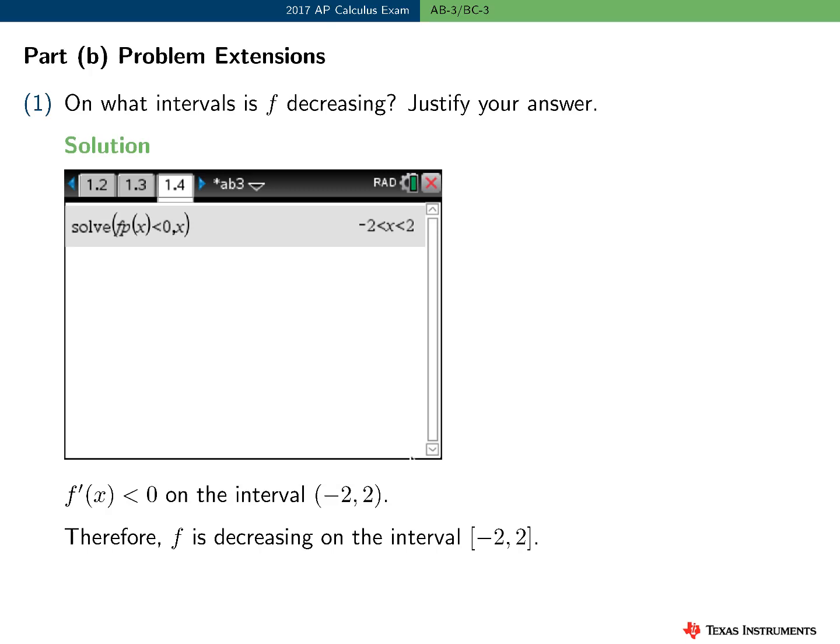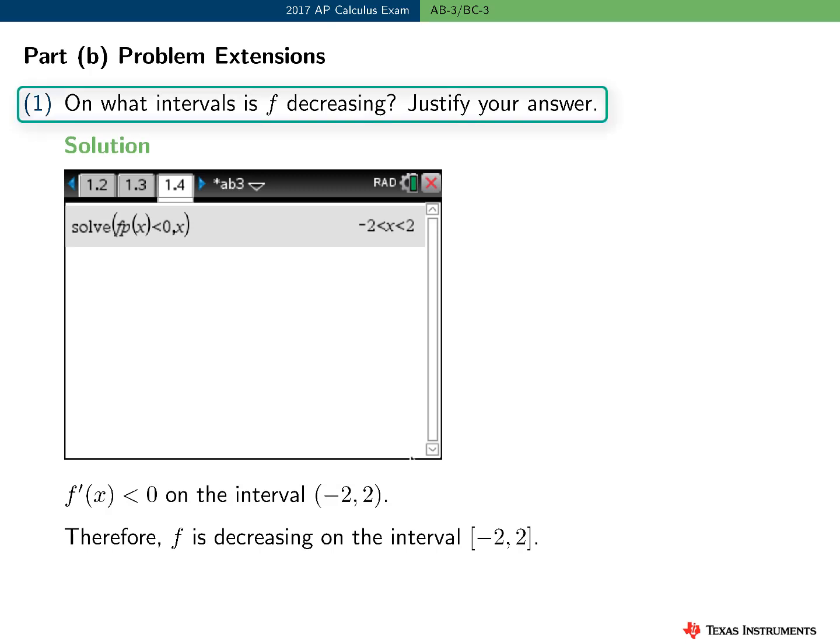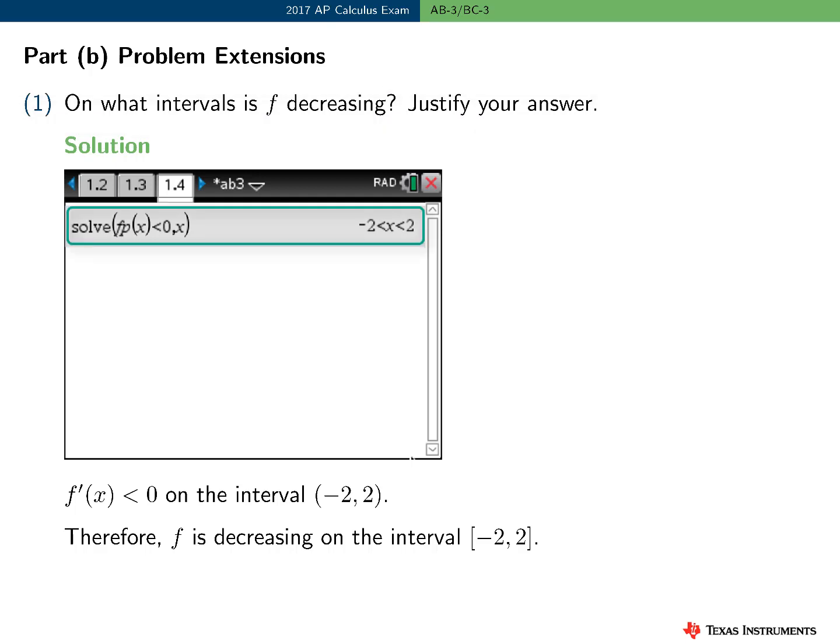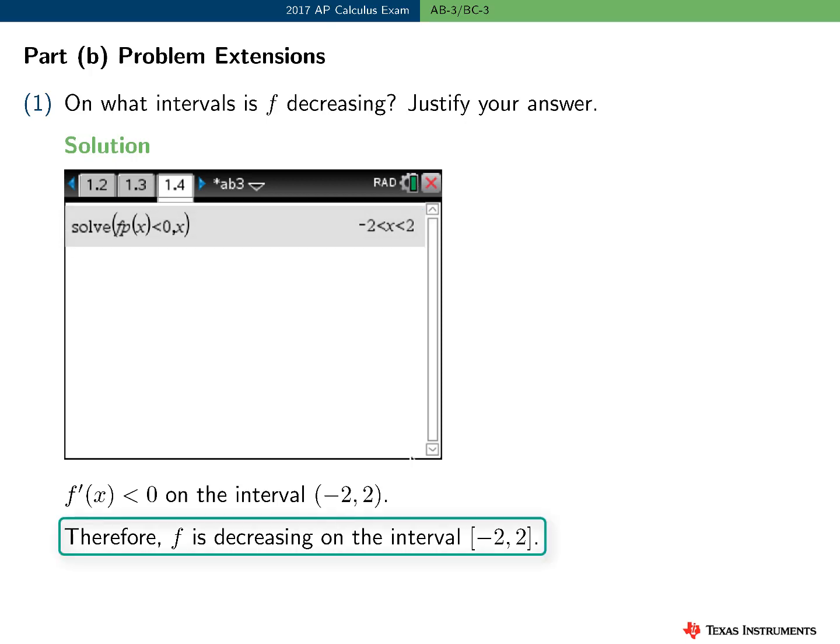Here are some problem extensions that are loosely associated with part B. First, on what intervals is f decreasing? Well, I can certainly examine the graph of f prime, but I can also answer this question very quickly using technology. I used the solve command once again to find those values where f prime of x is less than 0. And I found that f is decreasing on the interval minus 2 to 2.